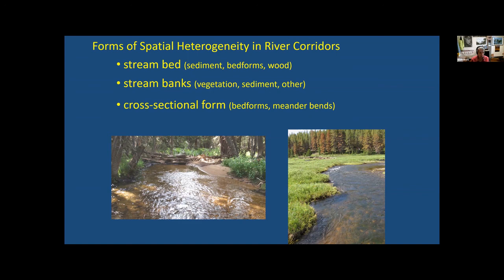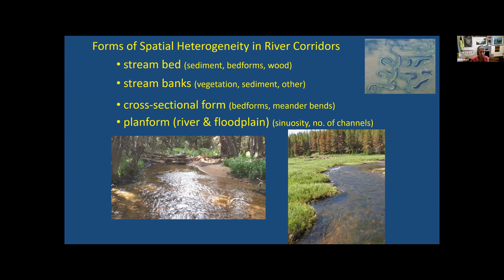And you can have heterogeneity in the plan form of both the river and floodplain. The little inset photo here shows a meandering channel in Alaska with a series of cutoff meander bends or banded meander bends. So sinuosity, multi-channel plan form like braided or anastomosing, those all create a lot of heterogeneity in the plan form.